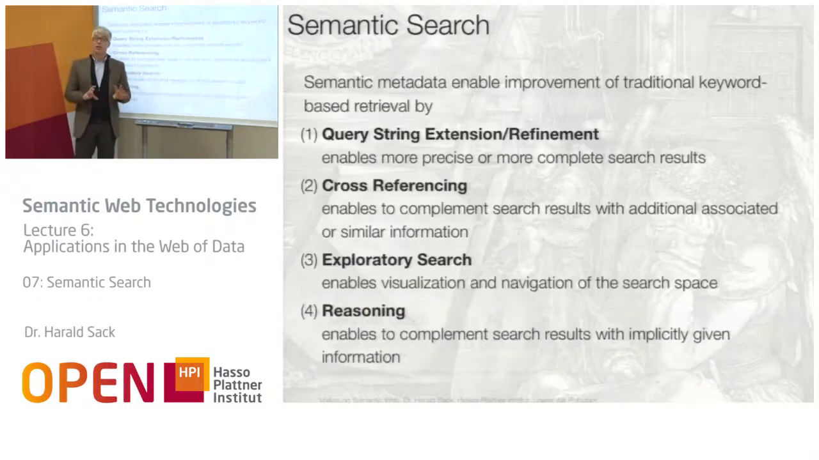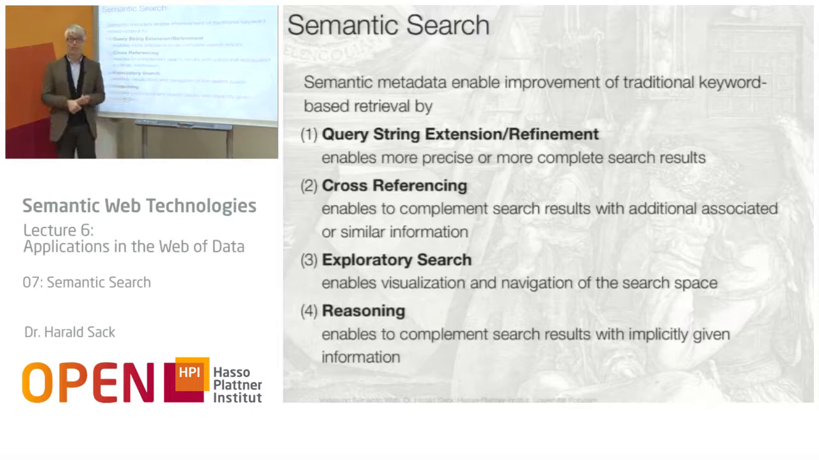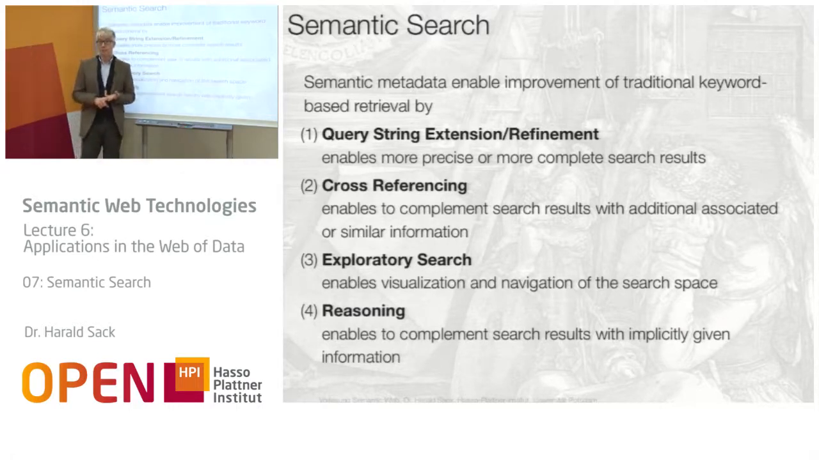So let's take a look at which points within information retrieval semantic technologies fit in for the improvement. First of all, we have the possibility to extend or to refine the traditional query string to enable more precise and more complete search results. We will go into these points in detail afterwards. Then secondly, we also have the possibility to determine cross-references to complement our search results with additional associated or similar information which would be useful for the user.